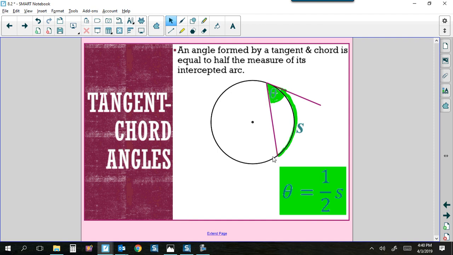And an intercepted arc for all of these, in my head, this is going to make me sound silly, but I picture our angles to be like alligator mouths. Oh, yeah. And if it were to bite down, the piece of the circle it's eating is the intercepted arc.